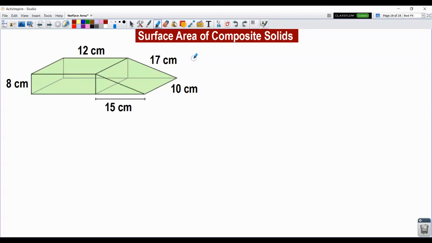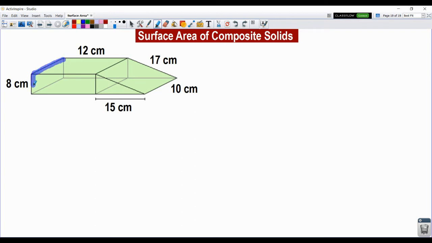Hello everyone, this lesson is on finding the surface area of composite solids. The first important thing to know about composite solids is it just means we're taking two or more three-dimensional shapes and connecting them, attaching them. You can see in my picture here, I have two three-dimensional shapes attached. So this is one composite solid now.